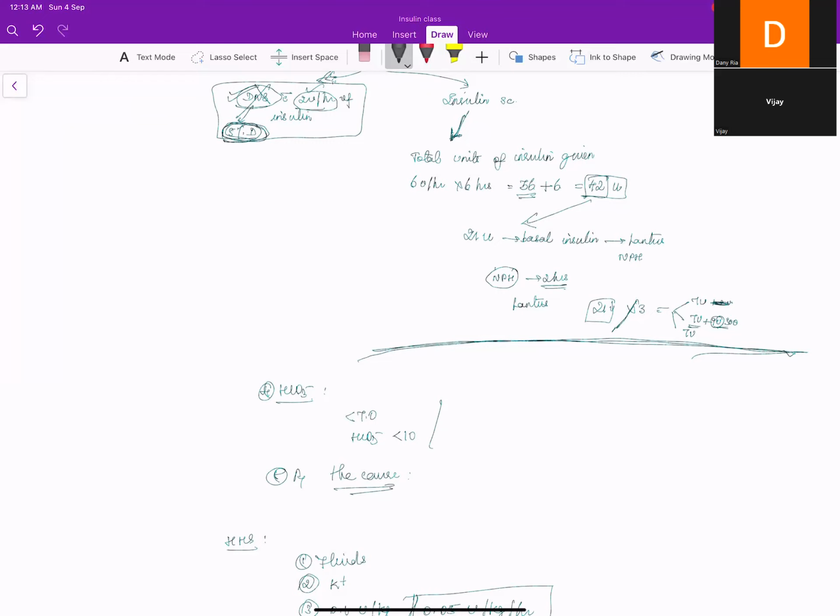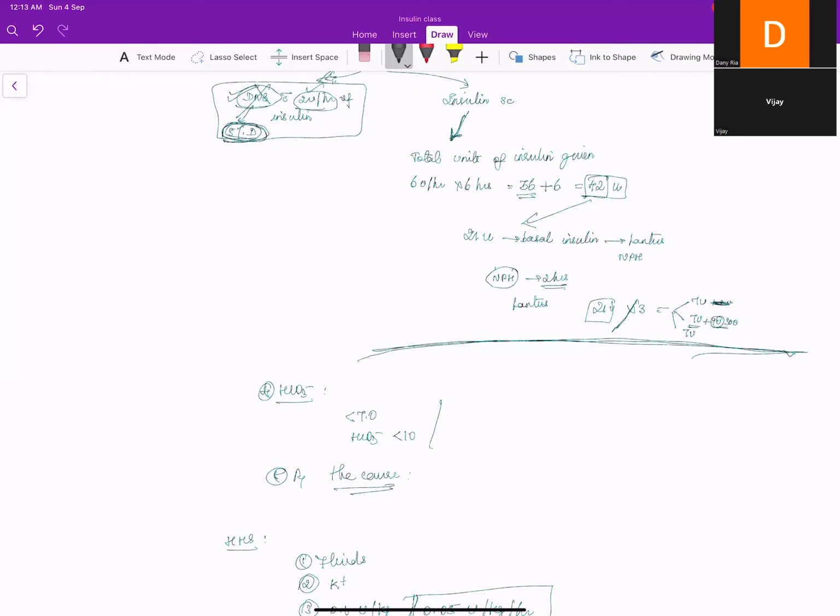Criteria for stopping insulin infusion is when the patient is clinically better, blood ketone falls, sugar is less than 250, and the patient is able to take feeds. The first three are very important. We also talked about giving DNS, not 5% dextrose, and sub-Q insulin also we talked about.